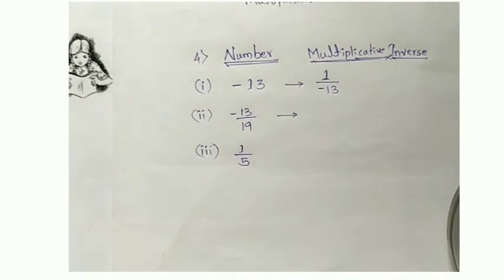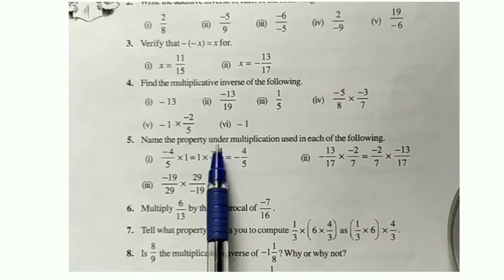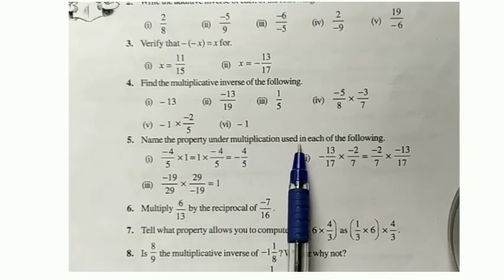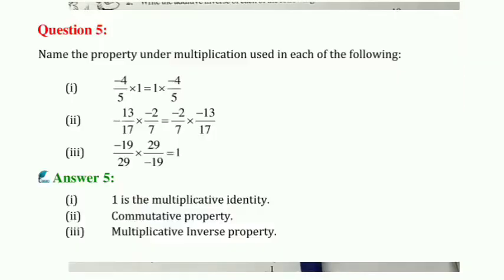Next, minus 13 by 19. Simple thing. Take 19 to the numerator, minus 13 to the denominator. So the answer is 19 by minus 13. Now in the third one, 1 by 5, simple thing, 5 by 1, or else you can write 5. The other three remaining, you do them as practice. So the fifth question, name the property under multiplication used in each of the following. So here I directly gave you the answers, try to note these down.